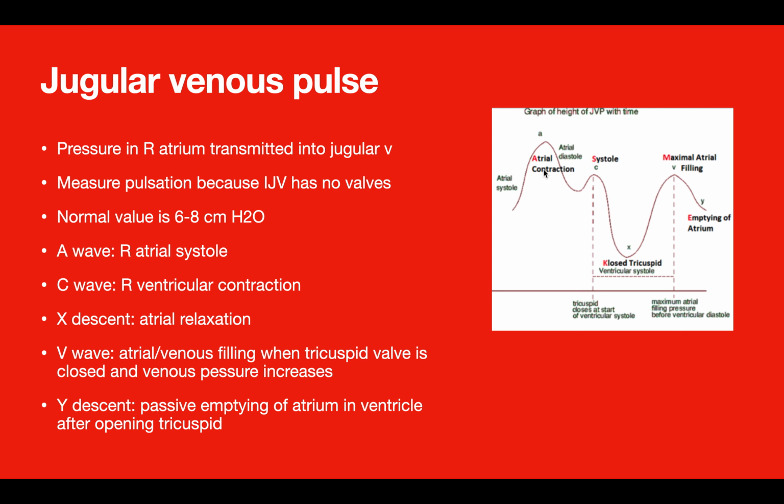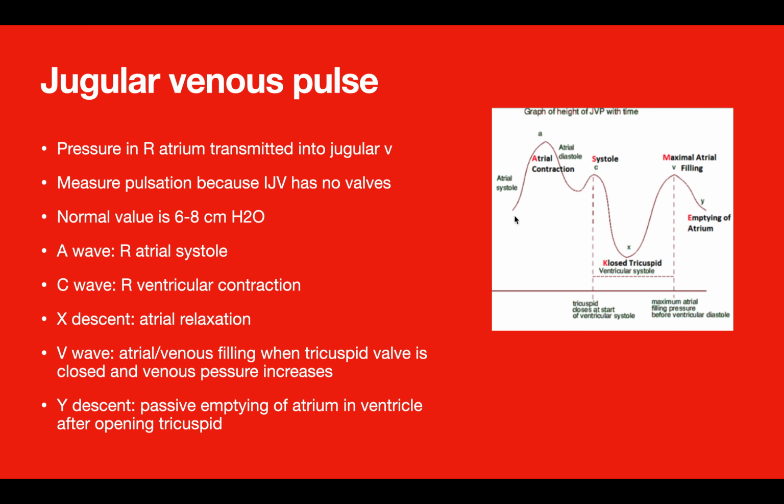The A wave is going to be the right atrial systole. The C wave is going to be the closed tricuspid or the ventricular contraction. And then this is going to be the X descent. C wave, sorry, systole. The X wave is going to be the closed contraction. And the V wave is going to be atrial or venous filling. And then the venous pressure will increase because the tricuspid is closed. And then Y is going to be the passive emptying into the ventricle.